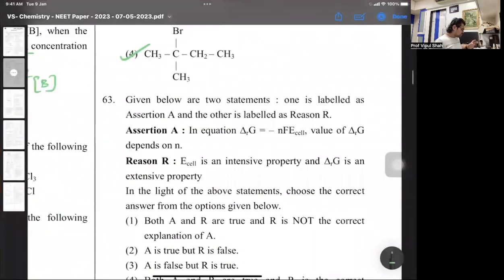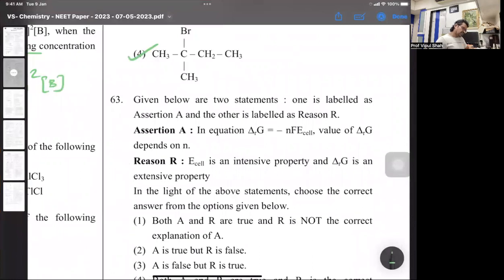Then 63rd one, again the statements are given below. Delta G is minus nFE0 of the cell. Value of delta G depends on n. Correct, because delta G is an extensive property, so it depends upon it. So the first statement is true.